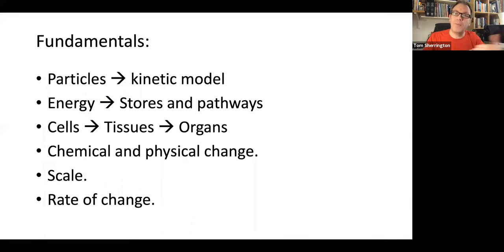So it's helpful to have some key ideas, the big ideas that you're threading through: particles, energy, cells. These are all science ideas, but what are the big ideas that you reference repeatedly and can embed in nearly every lesson?